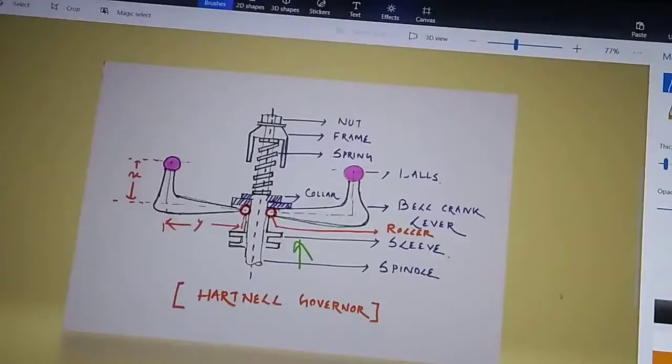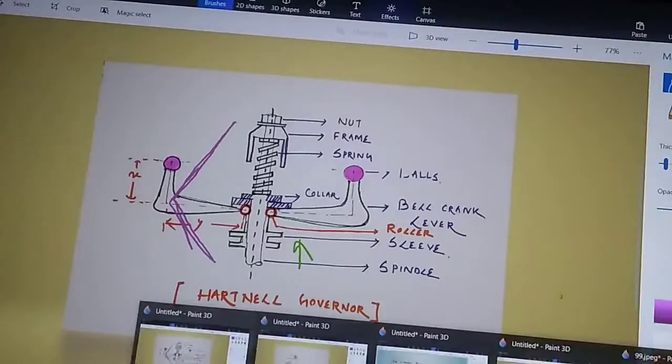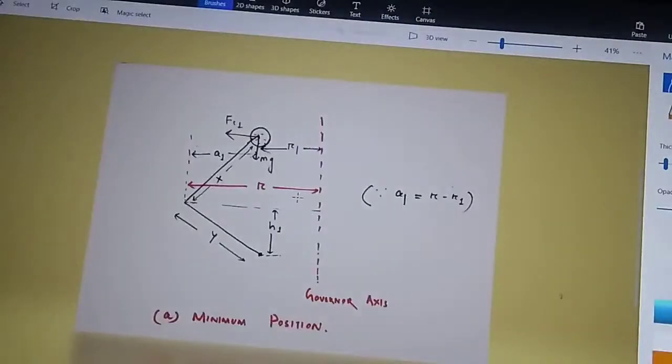So the first position is known as the minimum position. Minimum position means the minimum speed. In that position, the position of the bell crank lever will be as follows. In this manner, for the minimum speed of rotation, this bell crank lever will be like this. Okay, so just see here, if we see the free body diagram of that position, we will see that this position will be like this. So the bell crank lever here, the ball arm and the sleeve arm will be like this.